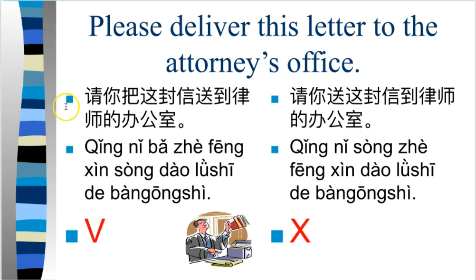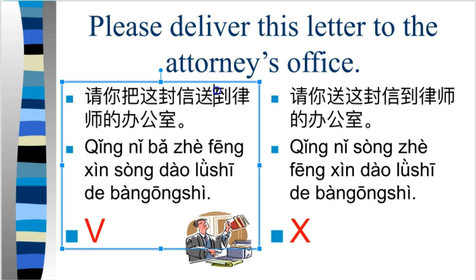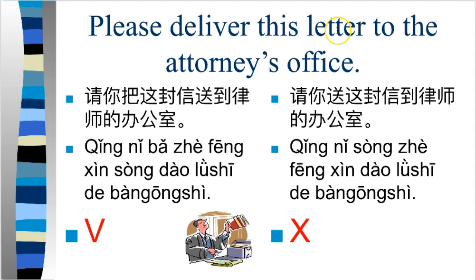Let's look at one more example. Again, the 把 structure on the left is the only correct way to say this sentence. This subject verb object structure here is wrong. 请你把这封信送到律师的办公室. We have the 到 here, to a certain place. Again, you're physically moving the letter to another location.